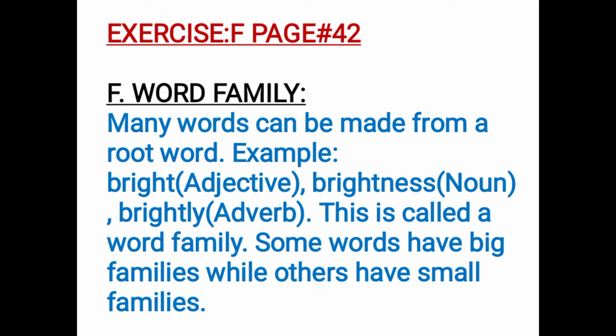See, many words can be made from a root word. A root word is that word which can help you make new words. For example, bright is a root word and it is an adjective, it is a describing word. But with the same root, we can make new words like brightness, which is a noun, and brightly, which is an adverb. So this is the family of the word bright. Some words have big families, they have a lot of members like adverbs, their opposites, and a lot of words. But some words have very small families, they have a few members like 3 members, 4 members. So these are called word families.